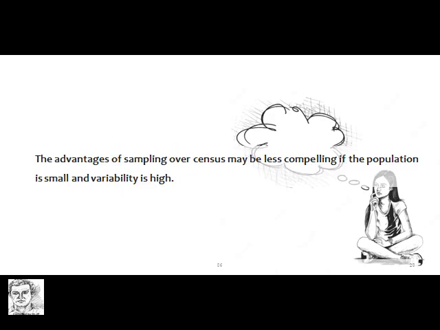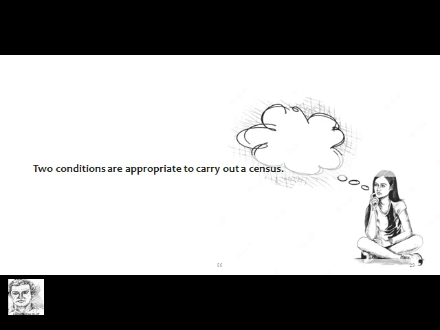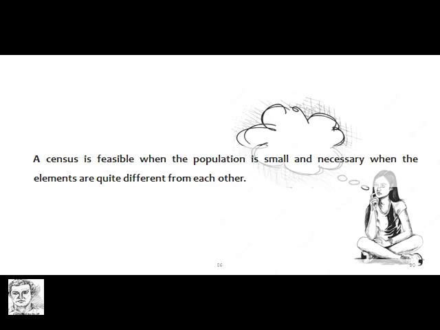The advantages of sampling over census may be less compelling if the population is small and variability is high. Two conditions are appropriate to carry out a census. A census is feasible when the population is small and necessary when the elements are quite different from each other.